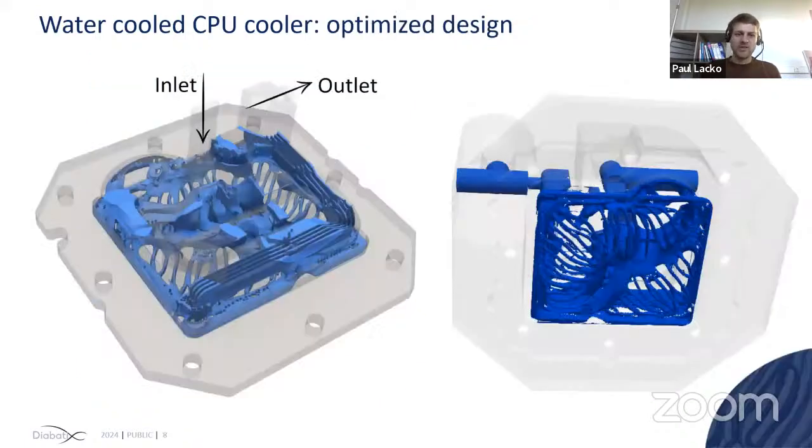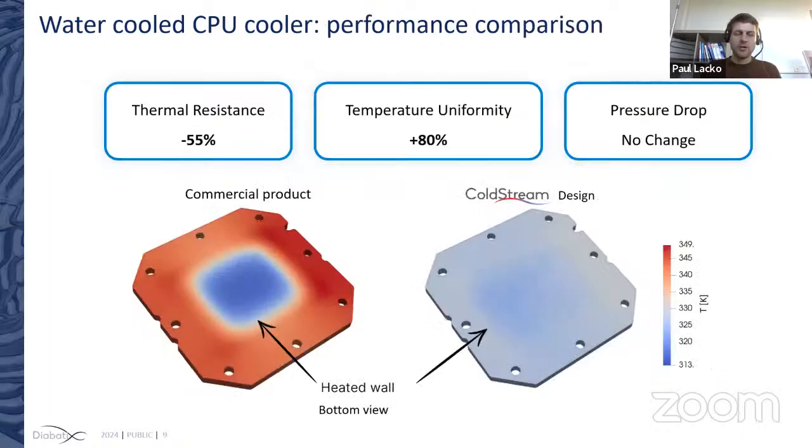In this set of renders, you can see the fluid part of the Diabatix design. Essentially, the optimized design contains a flow distributor beneath the inlet, feeding very narrow channels to maximize the heat transfer, with the outer edge collecting the fluid and leading it to the outlet. Here, the temperature distribution on the heated wall is compared between the two designs using the same temperature scale. So simulation of both designs indicated that the optimized design was able to decrease the thermal resistance by 55% and increase the temperature uniformity on the heated wall by 80% for the same pressure drop.